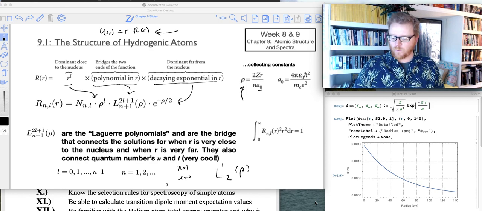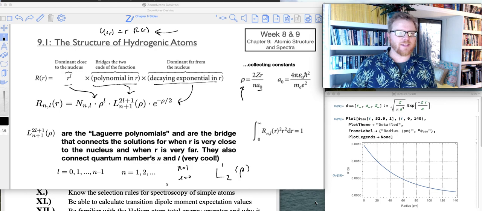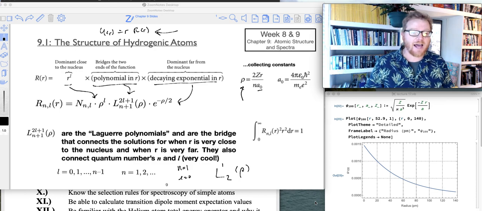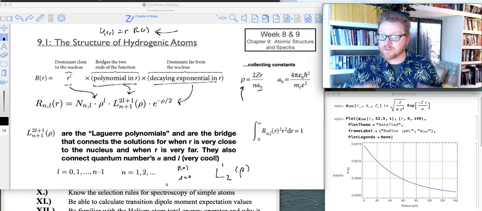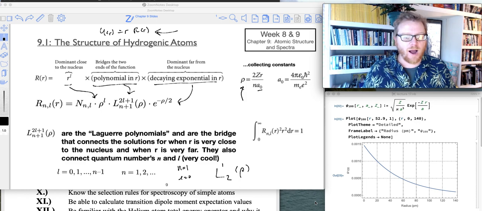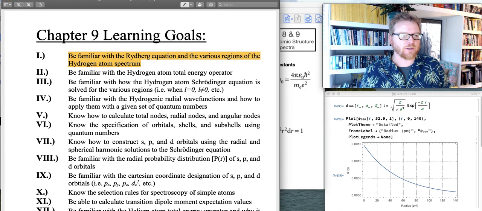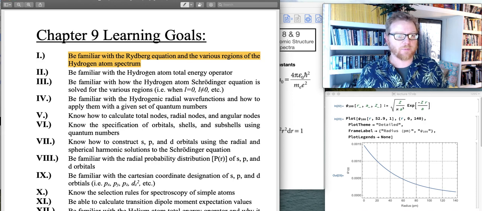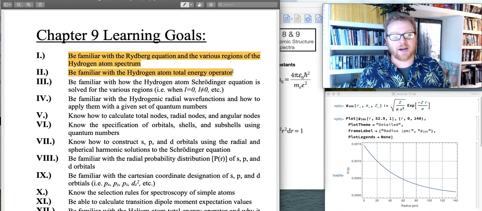Picking up right where we left off on the structure of our hydrogenic atoms and developing the radial wave function. Okay, so let's see here. I've got the learning goals right here. What I covered in that first lecture on this material: we briefly talked about the Rydberg equation. We built up the hydrogen atom Hamiltonian.